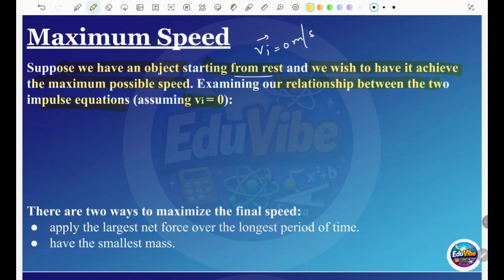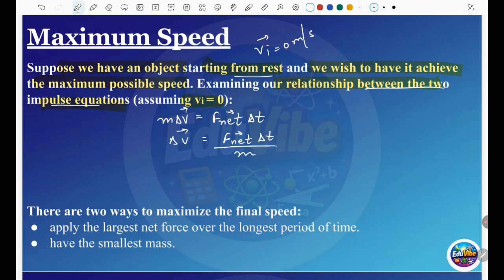So assuming vi is equal to 0. For this type of question, you have to achieve some maximum speed of an object which is starting from rest. m delta v is equal to net force times delta t. From here, if you isolate delta v, it becomes net force times delta t upon mass.